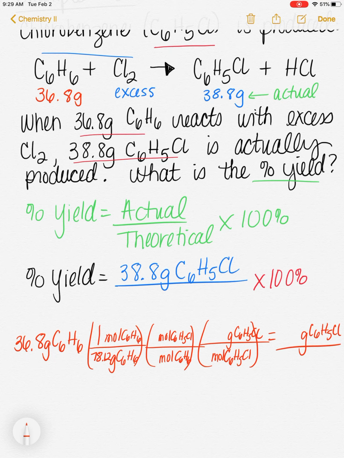Now for my mole to mole conversion, I need to go back to my balanced equation. We didn't double check this equation, but I will tell you that if you do double check it, it is in fact balanced. And we have coefficients of 1 for each of those substances. So I'm going to put 1 to 1.